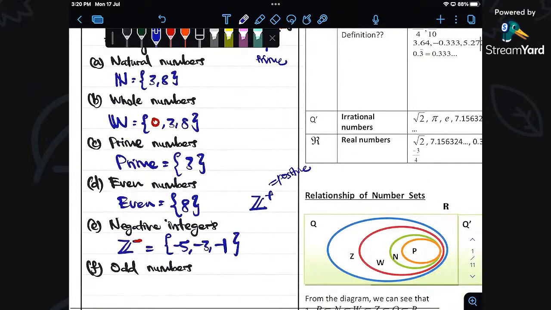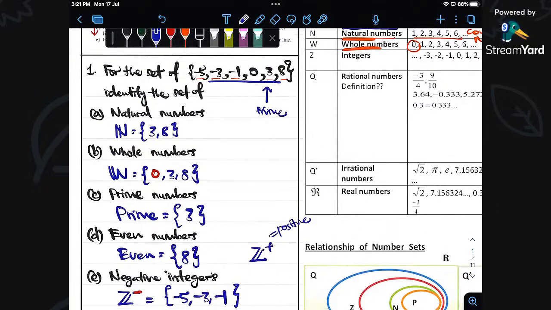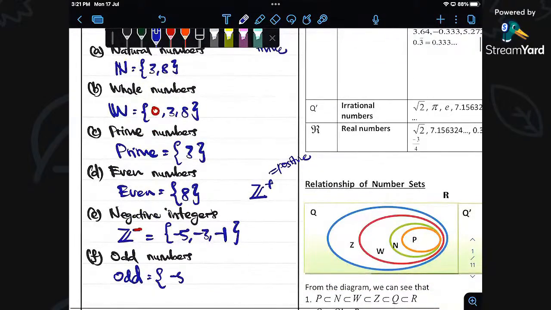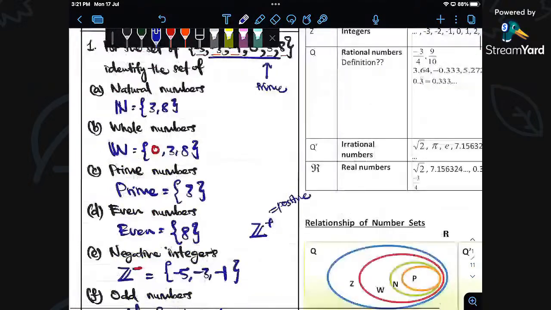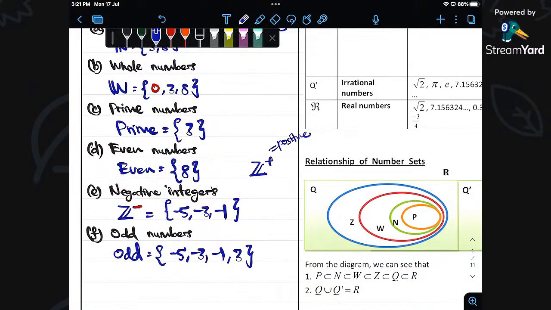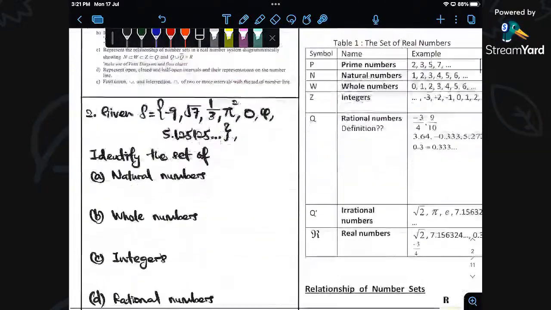And then the last one is odd numbers. Odd numbers is nombor ganjil, which you know already. Nombor ganjil adalah -5, -3, -1, and also 3. So negative integers can also be considered as odd numbers. If you have 5, 3, and 1, anything with odd numbers, you can put it there. So let's continue with the next example.